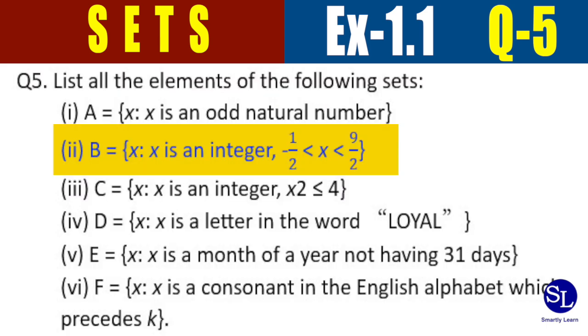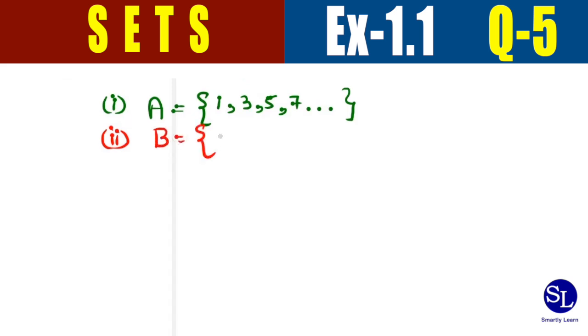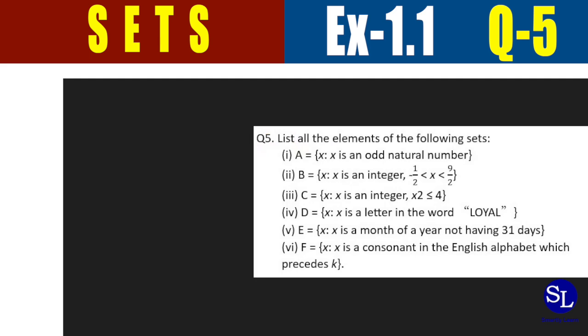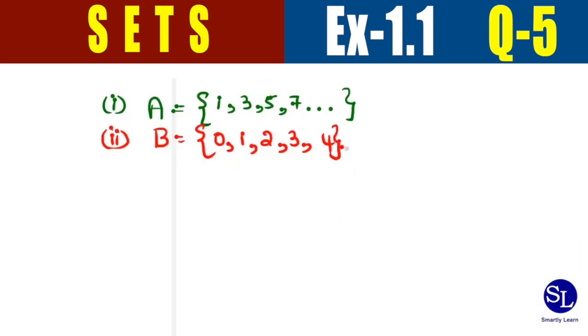Now let's look at the second subdivision. B: x is an integer between minus 1 by 2 less than x less than 9 by 2. You need to understand an integer is a whole number and it could be both positive and negative. Since minus 1 by 2 is less than x, I cannot include even minus 1. So the set starts with 0, 1, 2, 3, 4. Now, 9 by 2 is 4.5, so I cannot go beyond this. So the elements are 0, 1, 2, 3 and 4.